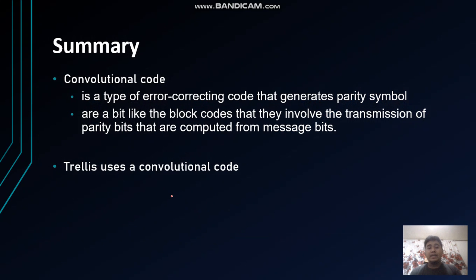So summary: convolutional code is a type of error correcting code that generates parity symbols. It is a bit like the block codes in that they involve the transmission of parity bits that are computed from message bits. Trellis uses a convolutional code. So that would be all for today's topic.